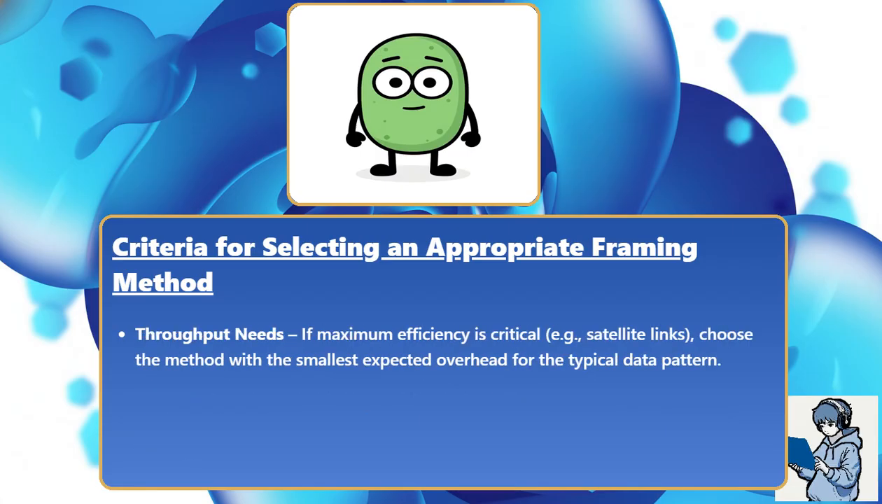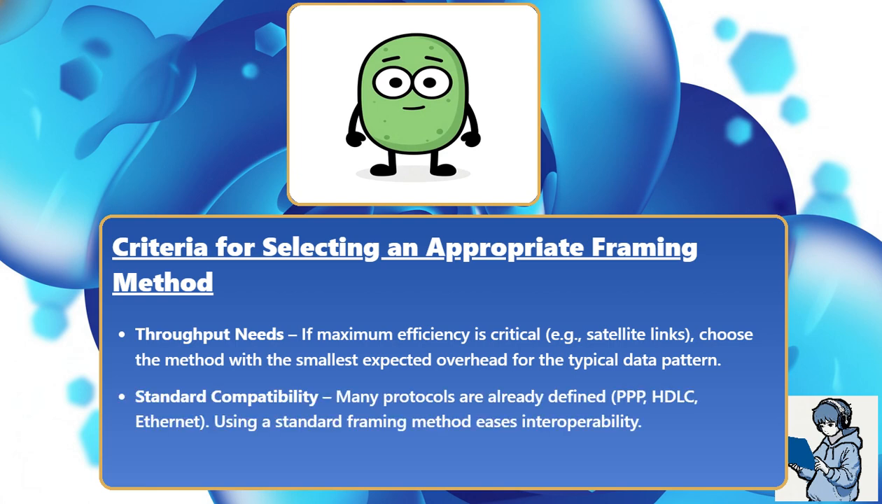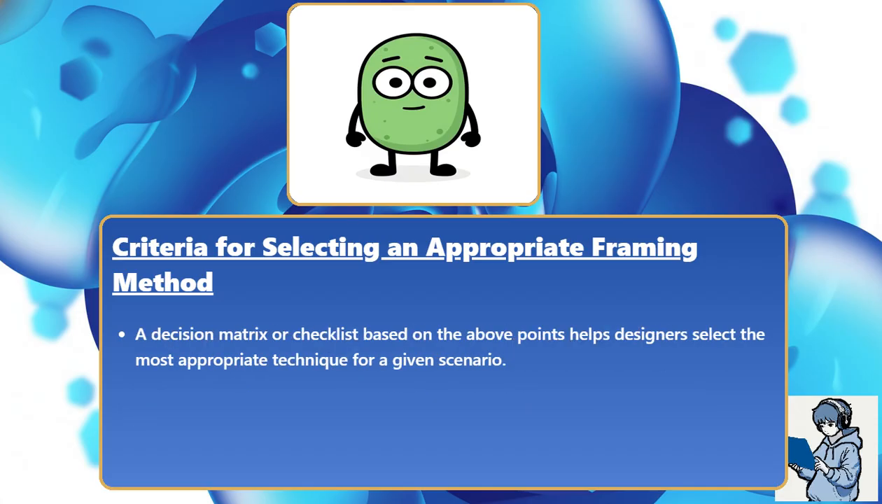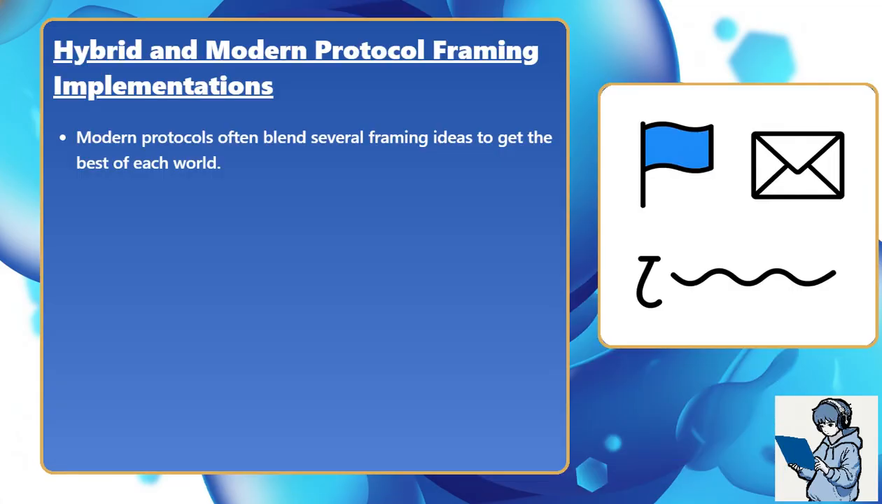Throughput needs: if maximum efficiency is critical, for example satellite links, choose the method with the smallest expected overhead for the typical data pattern. Standard compatibility: many protocols are already defined, PPP, HDLC, Ethernet. Using a standard framing method eases interoperability. A decision matrix or checklist based on the above points helps designers select the most appropriate technique for a given scenario. Modern protocols often blend several framing ideas to get the best of each world.